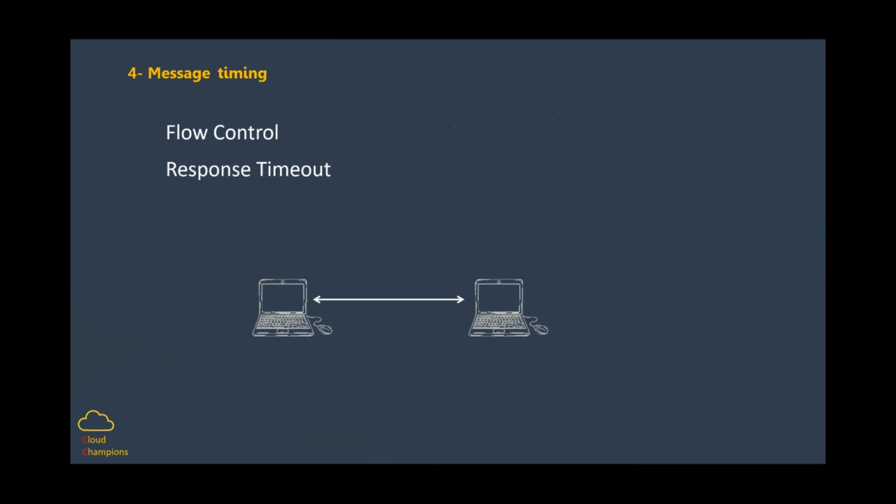Message timing. It manages flow control and response timeout. So let's talk about flow control first. Let's say the sender is very fast and it can send data at higher speed, while the receiver is very slow and cannot handle that speed. With no flow control mechanism, the sender will keep sending and the receiver will not be able to receive all the data. At the same time, after the sender sends data, it will wait for acknowledgement from a receiver. If the sender did not receive acknowledgement, it is then the protocol's responsibility to decide how long the sender should wait for acknowledgement.